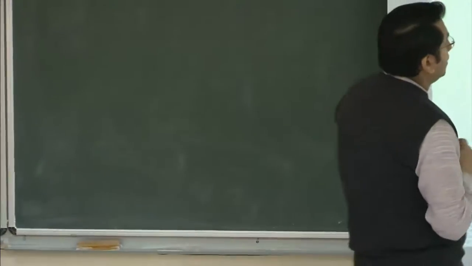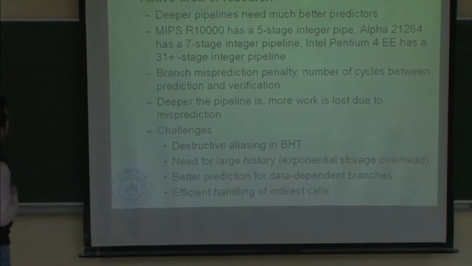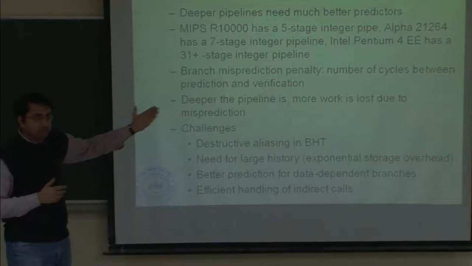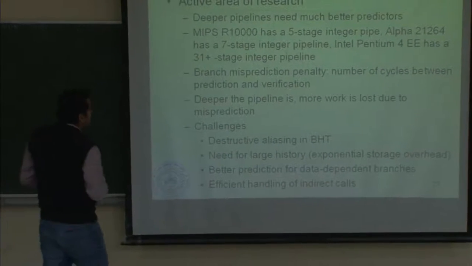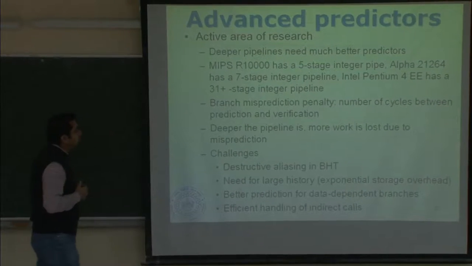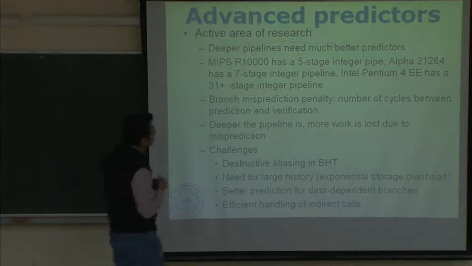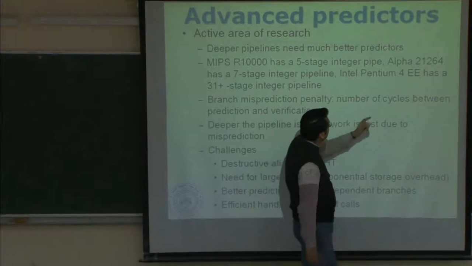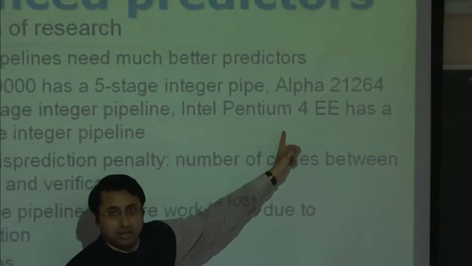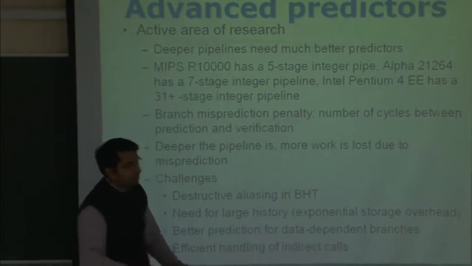So just to give you some example, although these are kind of old examples, MIPS R10K has a five-stage integer pipeline. So that's just like what we are doing. Alpha 21264 has a seven-stage integer pipeline. Intel Pentium 4 Extreme Edition has a 31-plus stage integer pipeline. So this was actually when Intel peaked in terms of frequency, around 4.0 gigahertz. To get frequency, they were making the pipe deeper and deeper.